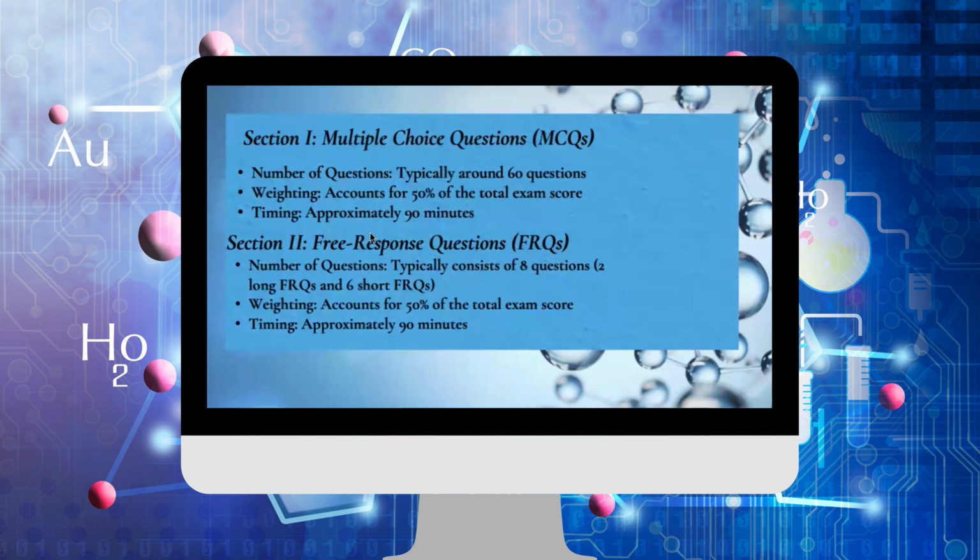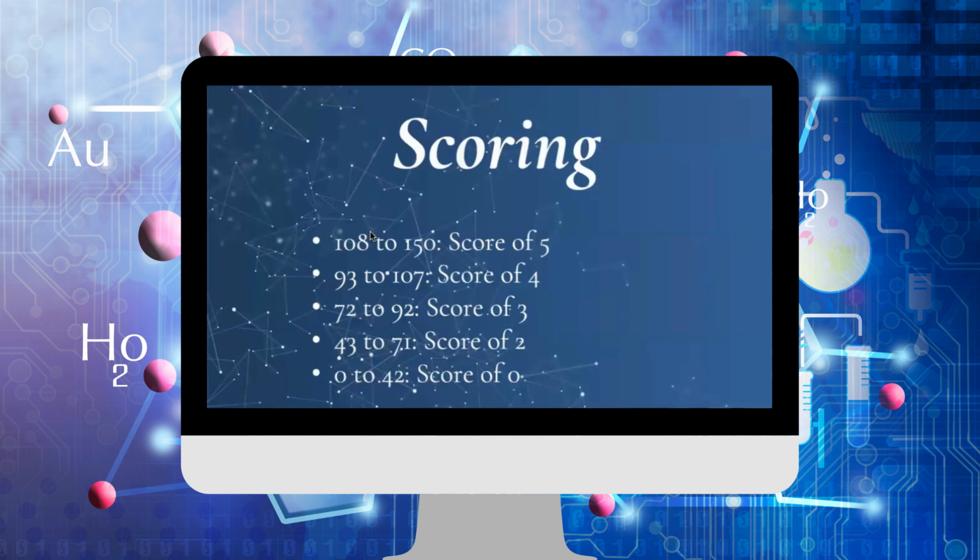Now, when we're looking at the scoring, the goal is to try to get a 108 out of 150, which would be around a 5.